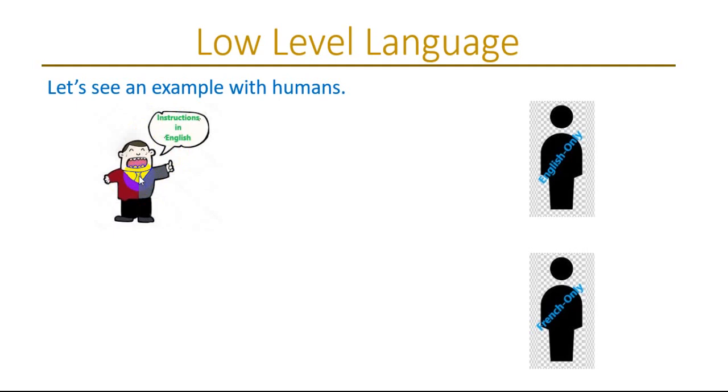This guy only gives instructions in English. Remember, this one only understands English, no other language. This one only understands French, no other language. Just like the two processors, we are taking these two examples, A and B, two people now. And let's say there's another person who is giving instructions in French. This guy is giving instructions in English. This guy is giving instructions in French.